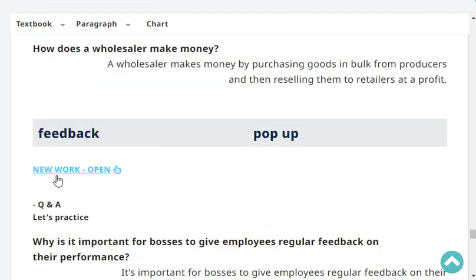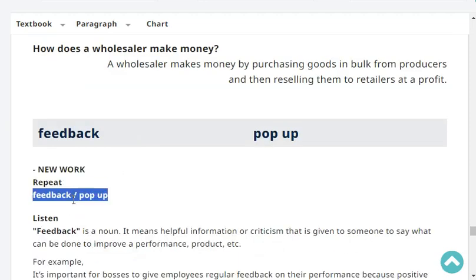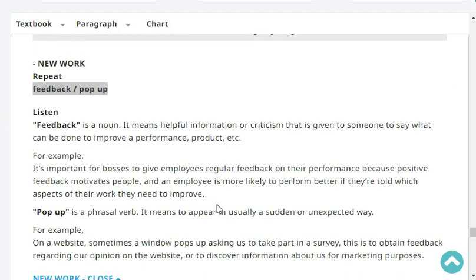Next will be feedback, pop up. Very good. Okay, listen. Feedback is a noun. It means helpful information or criticism that is given to someone to say what can be done to improve a performance, a product, etc.